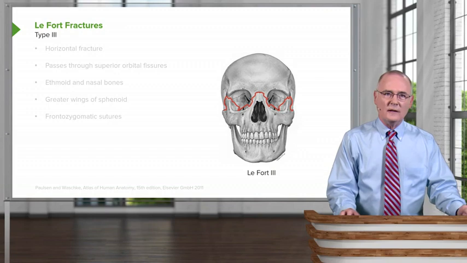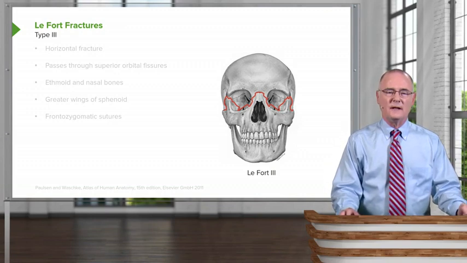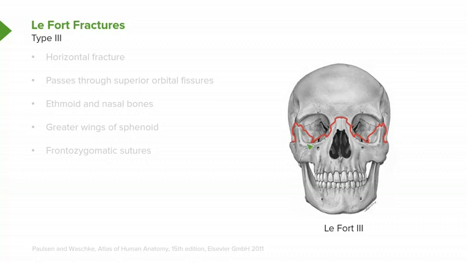The third and final type of Lefort fracture is simply identified as type 3. This lies most superiorly with respect to the other two types, as we can see the fracture line coming across here. Horizontal fracture, upper midface, passes through, kind of hard to detect here, but will pass through the superior orbital fissures. Involves the ethmoid and nasal bones. Hard to see the ethmoid involvement in this view, but you can see involvement of the nasal bones.